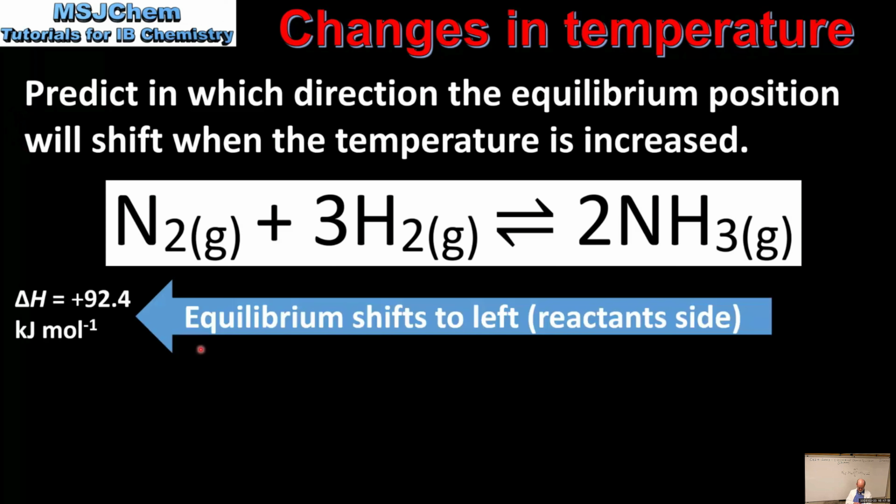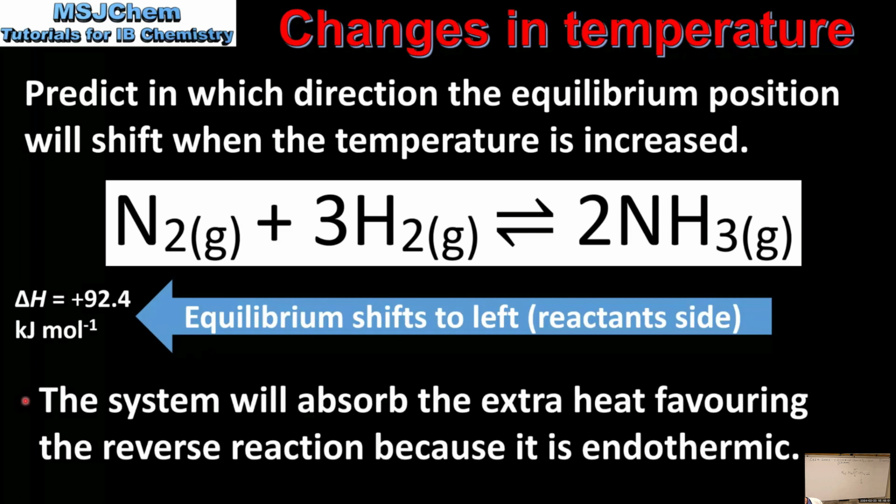When the temperature is increased, the equilibrium position will shift to the left, which is the reactant side. And the reason for this is that the system will absorb the extra heat, favoring the reverse reaction, because it is endothermic. When the temperature is increased, the reverse reaction will be favored because it absorbs heat. Therefore, the equilibrium position will shift to the left, in the endothermic direction.